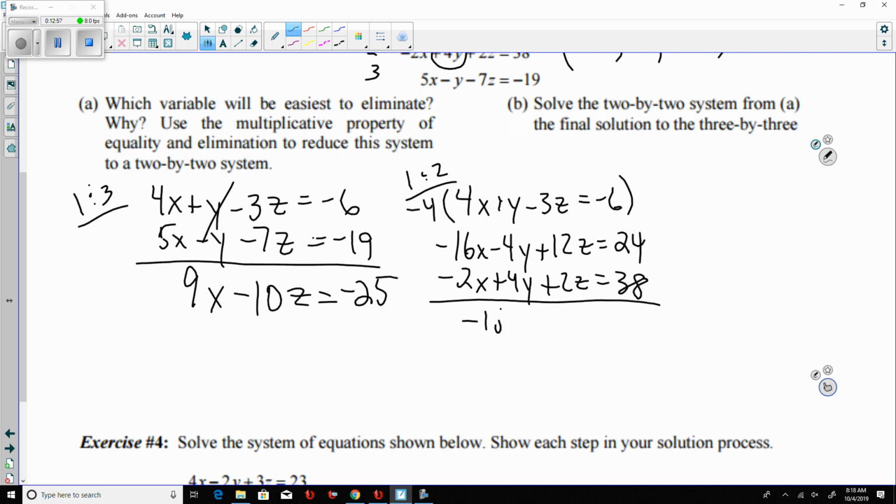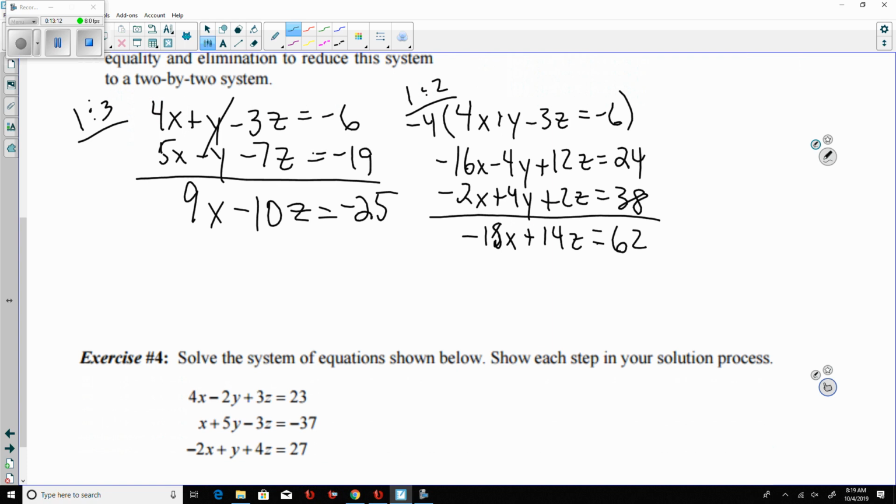So then I have a -18x plus 14z equals 62. Okay, now you take these two equations. Look, it looks messy. It's going to be. Yeah, I should have enough room. So we have, I'll do it over here. I'll do a line. I'm going to do it over here to the left.